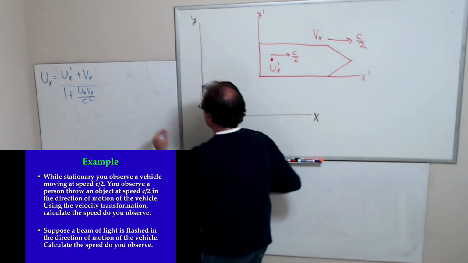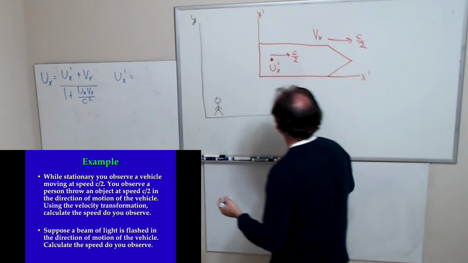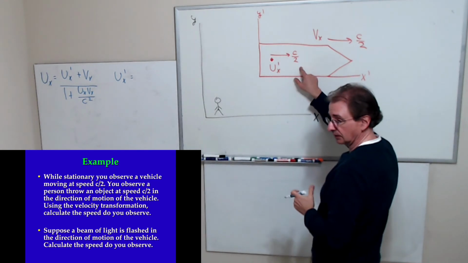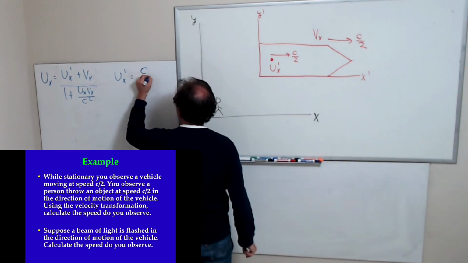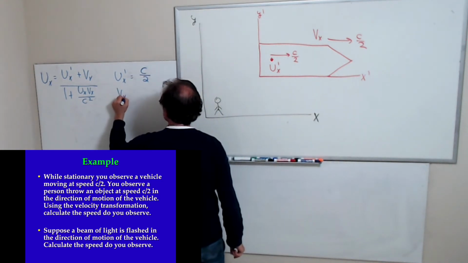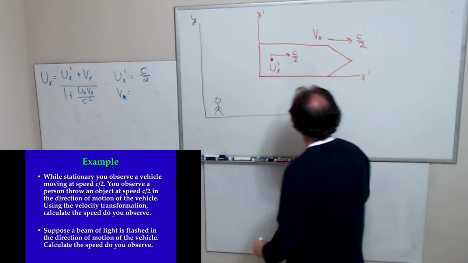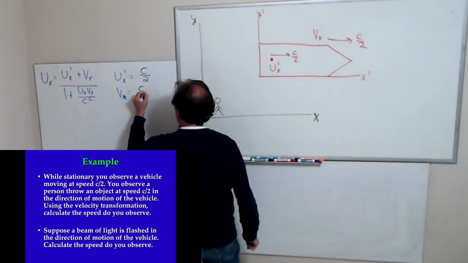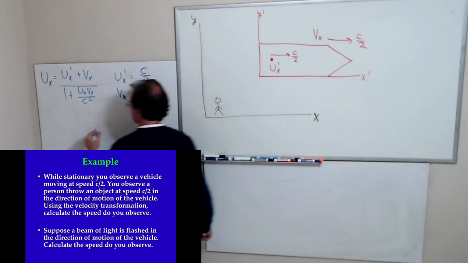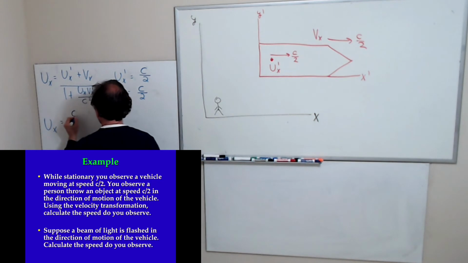Now, again, u sub x prime, which represents the velocity of the object relative to the moving frame, that's c over 2. And v sub x is the x component of the speed of the reference frame, which in this case is the rocket. So all we have to do now is plug in these values into the equation.